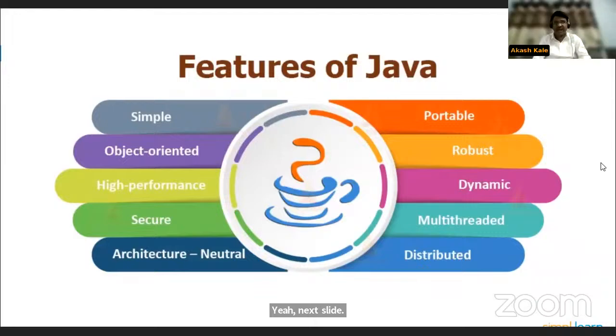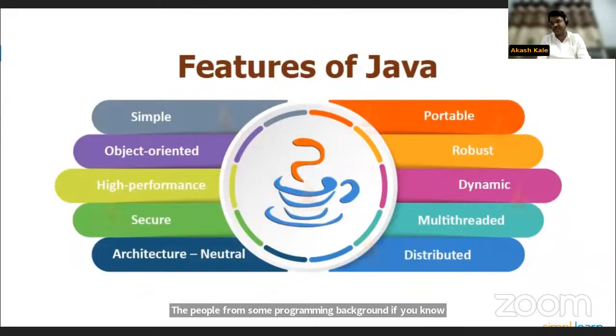So what are the main features of Java? It's very simple. For people from a programming background, if you know C or C++, it is very easy to learn Java, because a lot of drawbacks and limits of the C language are resolved by Java. It is object oriented, because C is a procedural language. Java and C++ support all OOPs features, like object, class, encapsulation, and polymorphism. It has very high performance. It is secure, because of bytecode; Java is a highly secure programming language.